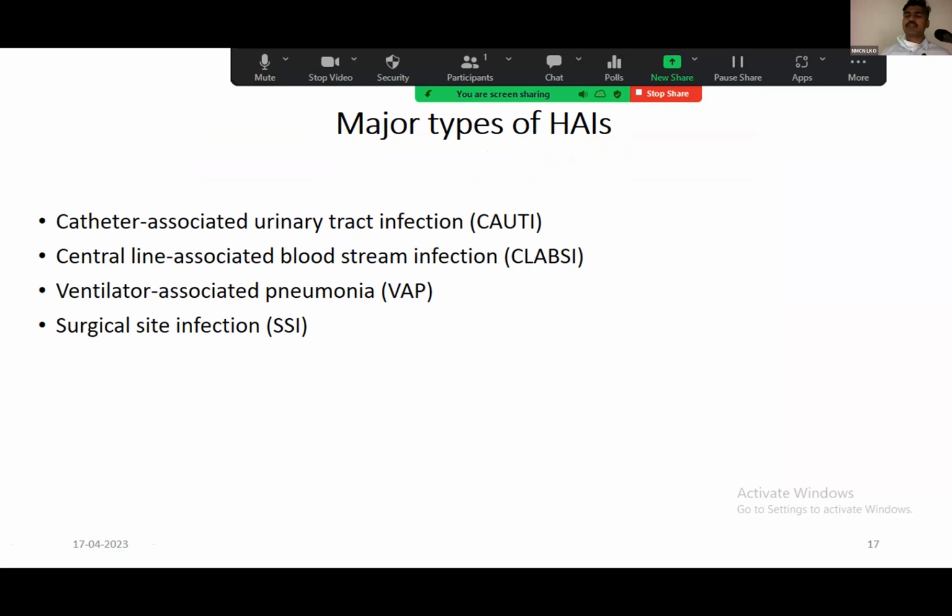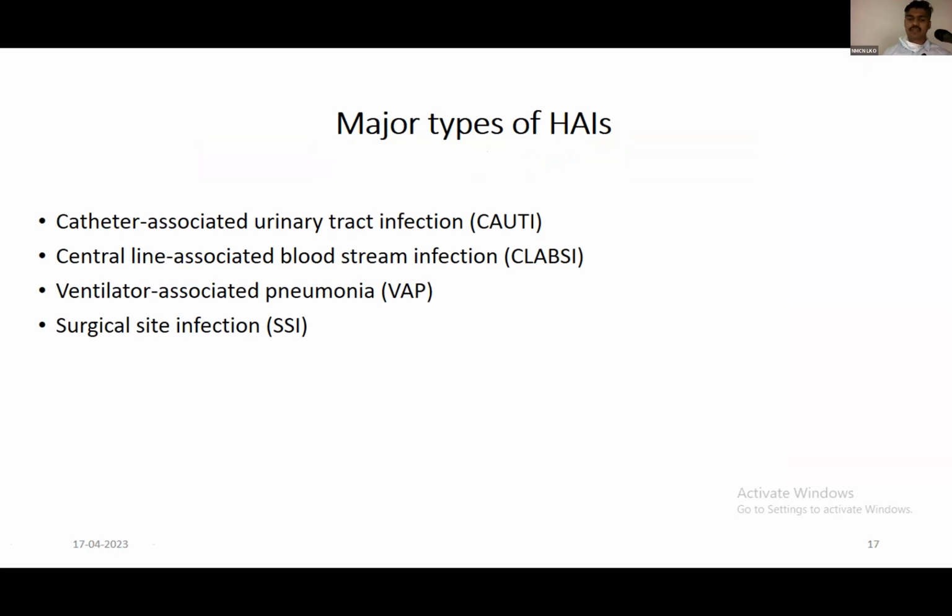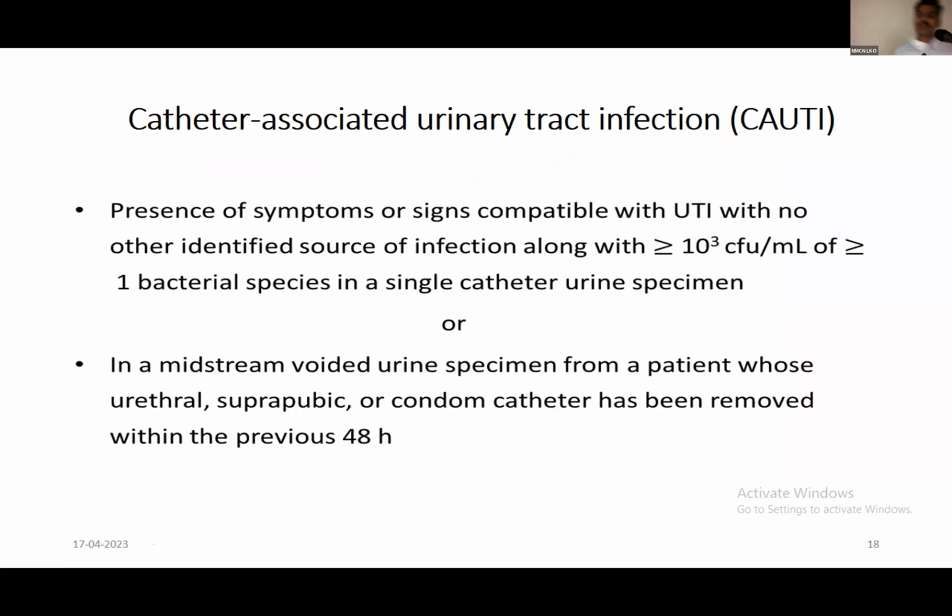So what are the major types of hospital-acquired infection? There are four major types: catheter-associated urinary tract infection, central line-associated bloodstream infection, ventilator-associated pneumonia, and surgical site infection. Firstly, we'll see the definition of CAUTI.